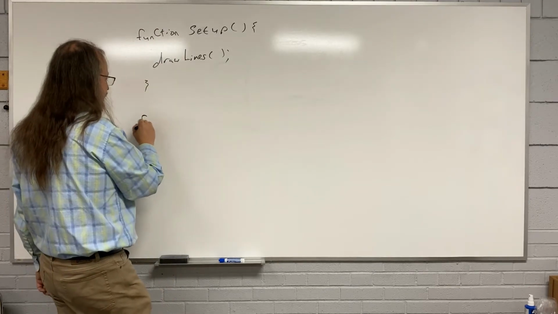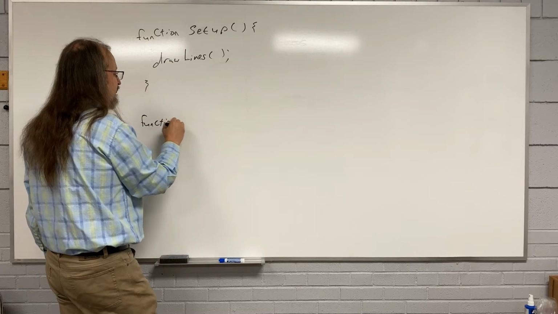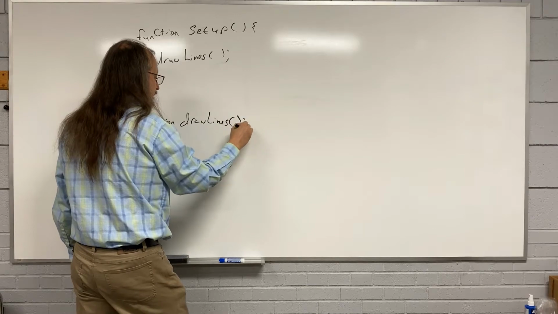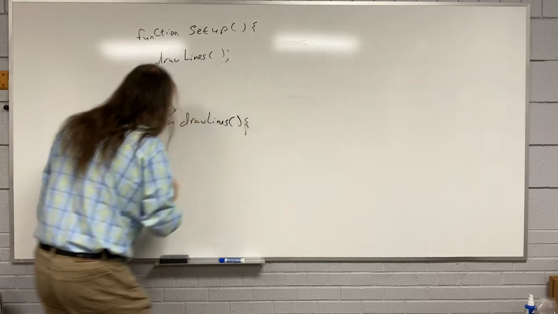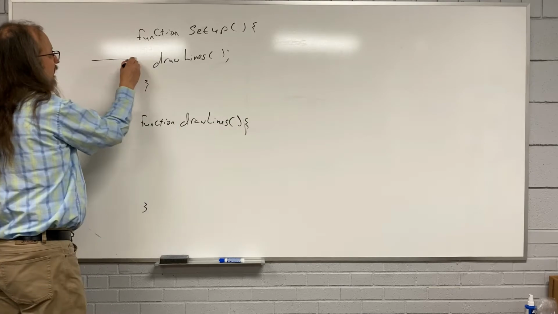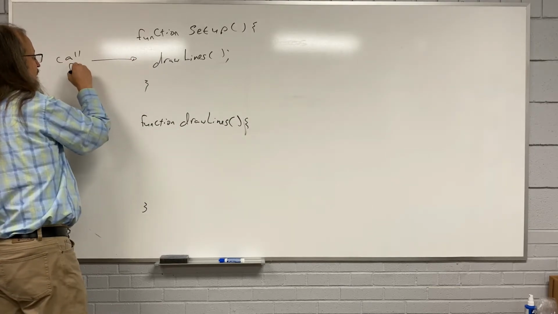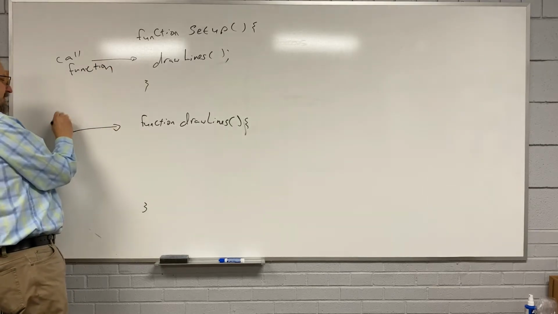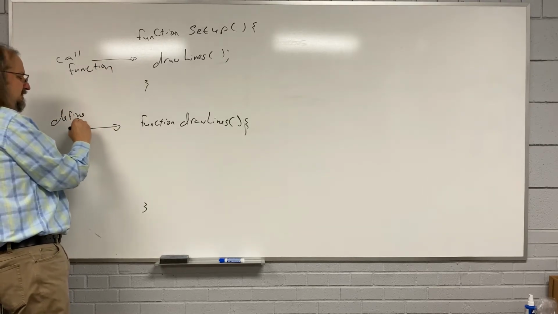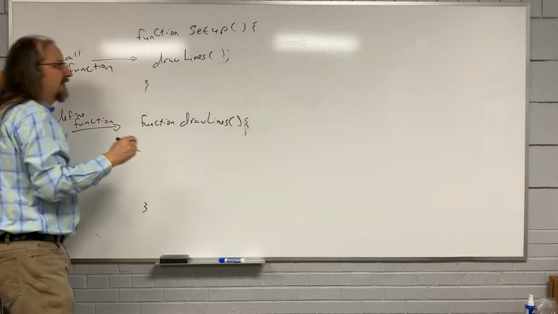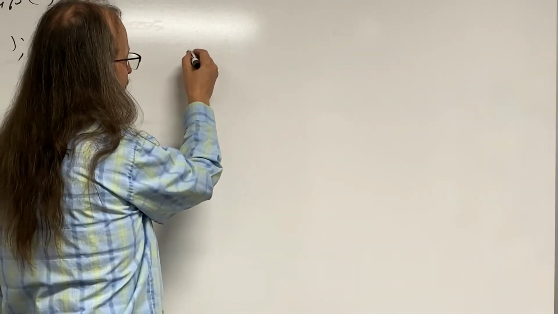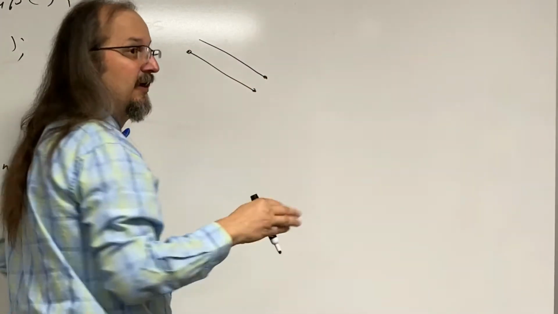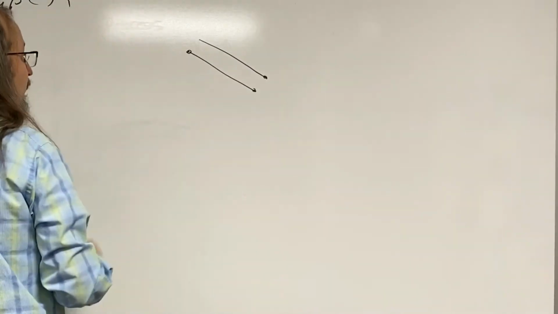First off, let's create our function. So this is our function definition. Open curly brace, close curly brace. So call function. Define function. All right, so let's say I wanted parallel lines, so something like this. How would we do that?